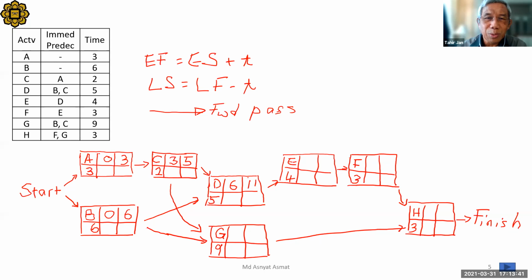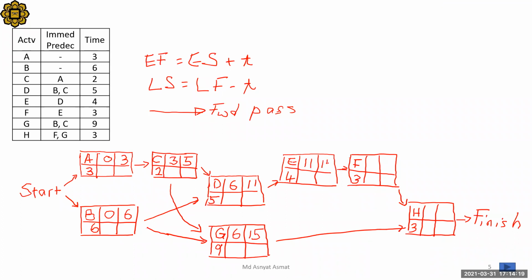And which one do you want to fill up first? G. Can I move on to G first down here? Okay, G early start will also be 6, and early finish 15. Now let's move to E, early start 5, early finish 11. Sorry, then early finish 15.